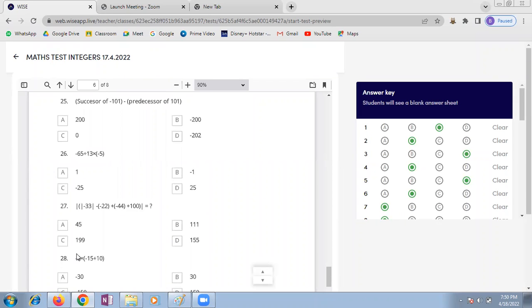Let me see what absolute value was given. Negative 33 means you can take it as positive 33. Positive 33 plus 22 means 55, right? 55 minus 44 is 11. 11 plus 100 is 111. The absolute value of 111 is just 111.